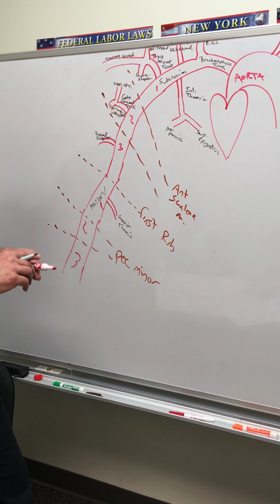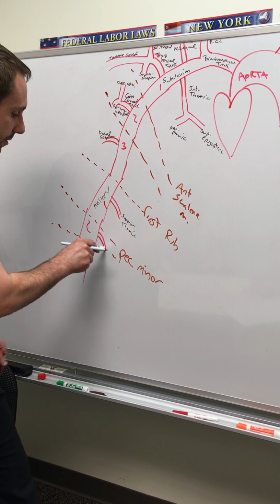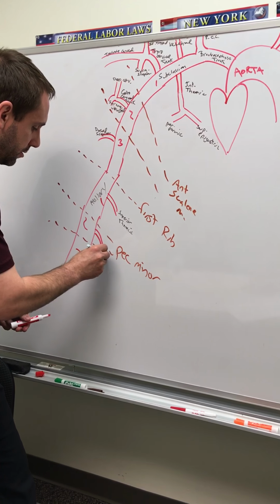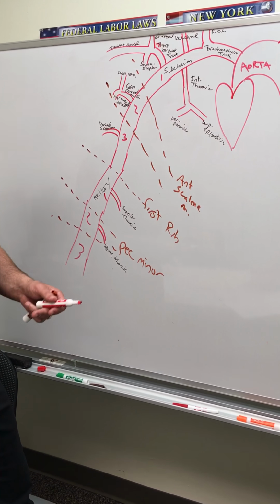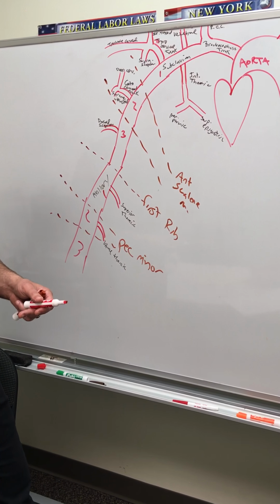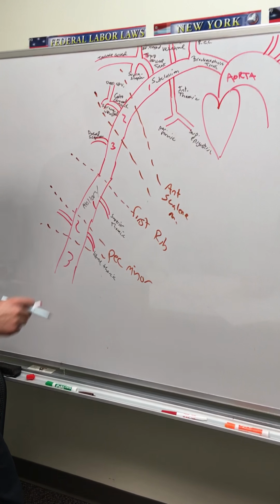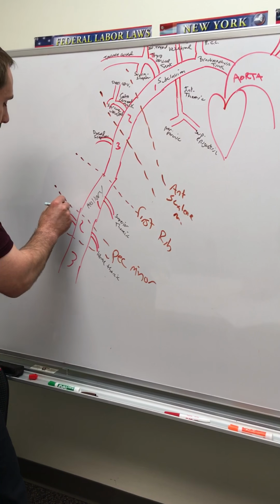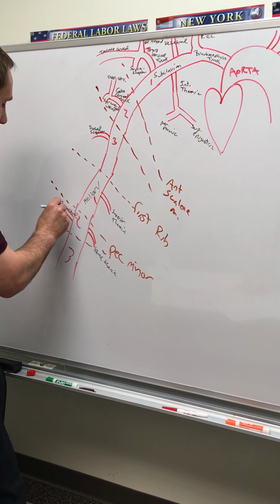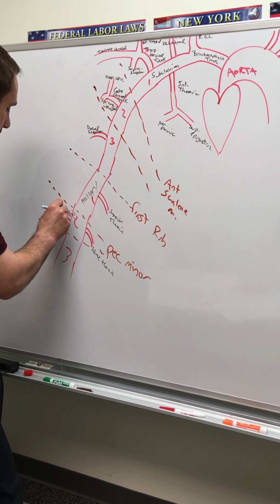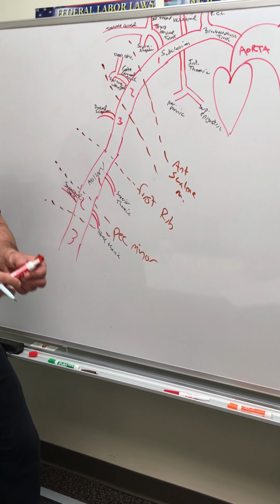Then we go deep to the pec minor, and we have two arteries here. Number 1, it's called the lateral thoracic. Lateral thoracic artery travels with the long thoracic nerve on the external surface of the rib here, sort of where the serratus anterior would be. And then we have a pretty large trunk coming deep to the pec minor. It's called the thoracoacromial trunk. T-R-U-N-K. Which has 4 branches to it.